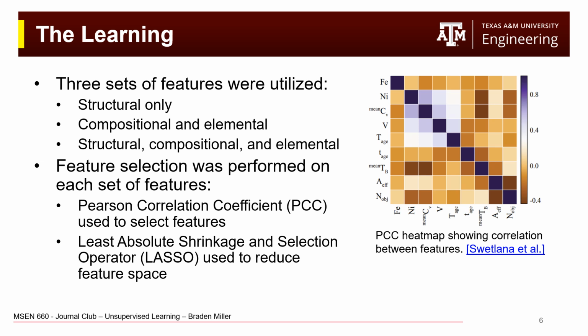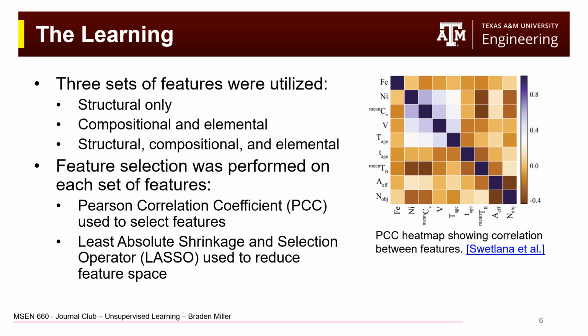So the machine learning portion of this, they actually went through and used 3 different sets of features. They all contained the same values, if that makes sense. But the first set was only structural information, so only things they could pull from those micrographs. The second one was only compositional and elemental. And the third was all 3 of them, structural, compositional, and elemental features.